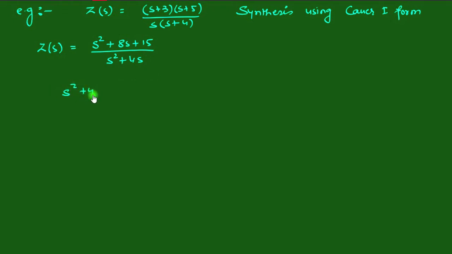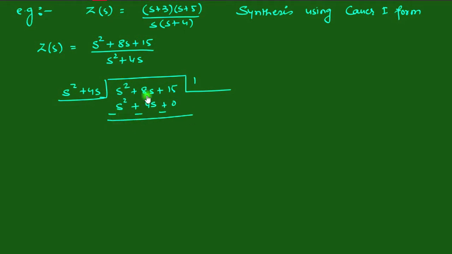Writing s square plus 4s as the divisor and s square plus 8s plus 15 as the dividend. I have s square in the divisor and s square in the dividend. So I will multiply it with 1 to get s square plus 4s, changing the sign, plus 0, changing the sign. These two will cancel out. I'll get 4s plus 15. Now this is a new remainder.